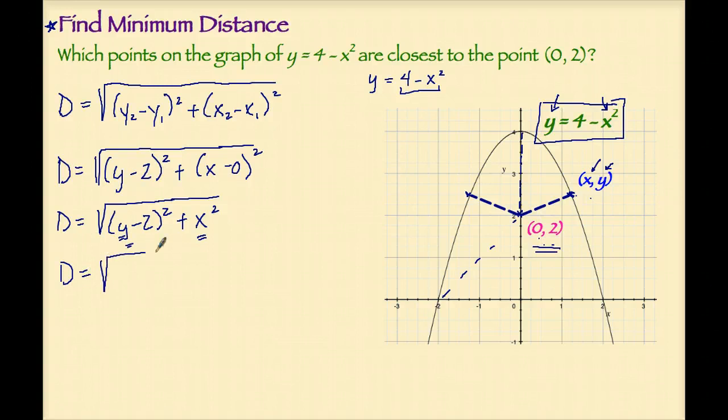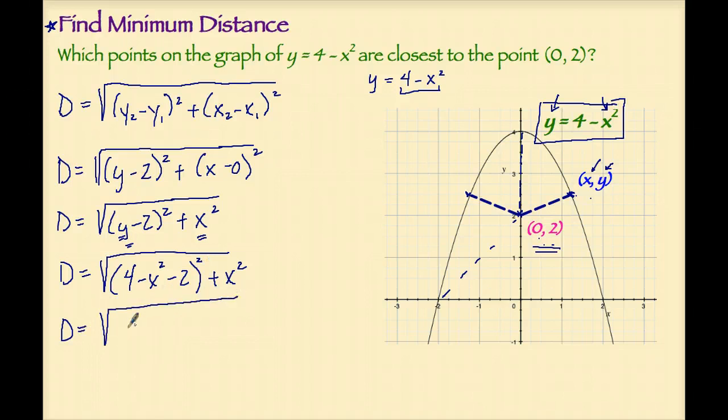I'll have now the distance is equal to the square root of (4 minus x squared minus 2) plus x squared. Oh sorry, that quantity is squared. I'm going to end up with the square root of (negative x squared plus 2) quantity squared plus x squared. Now let's FOIL this out and combine like terms. You may have to go off to the side and do this. Let's do negative x squared plus 2 times negative x squared plus 2.